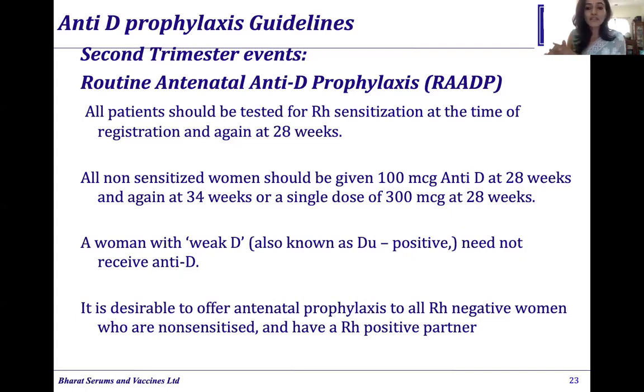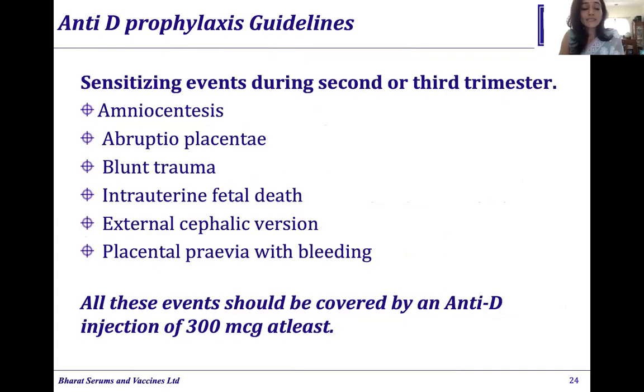So there is a difference. Postpartum anti-D prophylaxis is definitely recommended and has to be given, but routine antenatal anti-D prophylaxis was something which was offered to the patients. Nowadays, the FOGSI ICOG is recommending routine antenatal anti-D prophylaxis. Women with weak D, also known as D positive, need not receive anti-D, and it is desirable to offer antenatal prophylaxis to all Rh negative women who are not sensitized and have an Rh positive partner. Second trimester sensitizing events: amniocentesis, abruptio placentae, blunt trauma, intrauterine fetal death, external cephalic version, and placenta previa with bleeding.